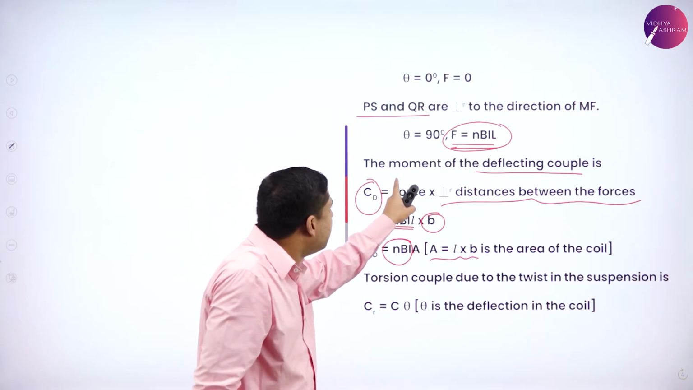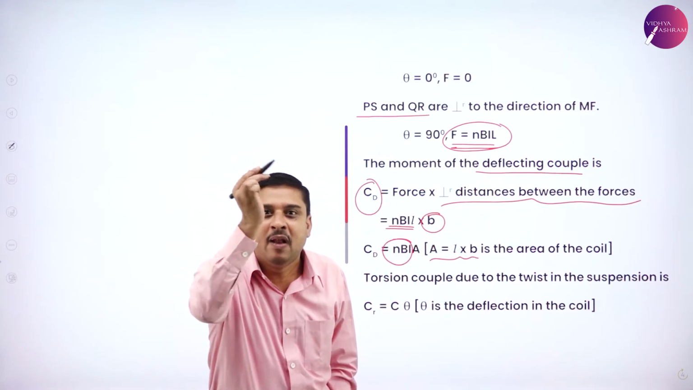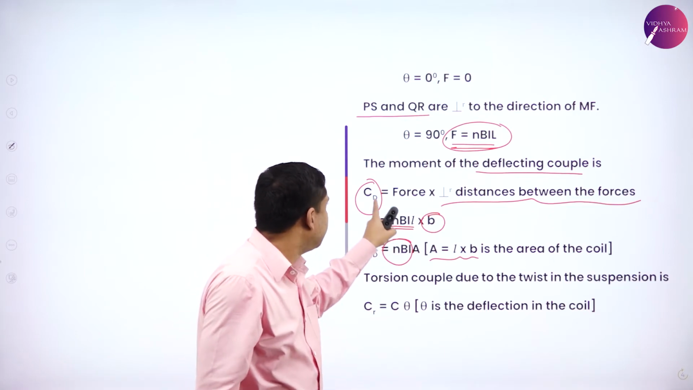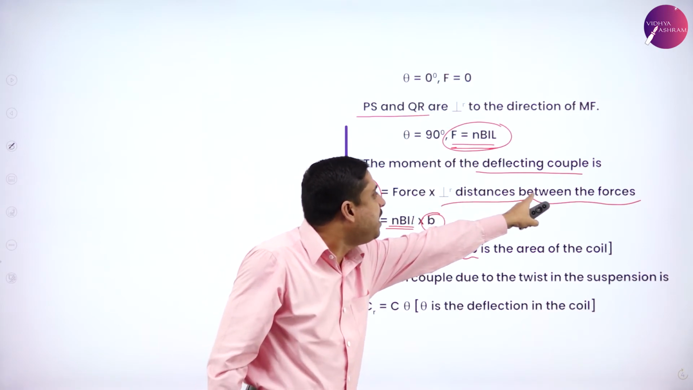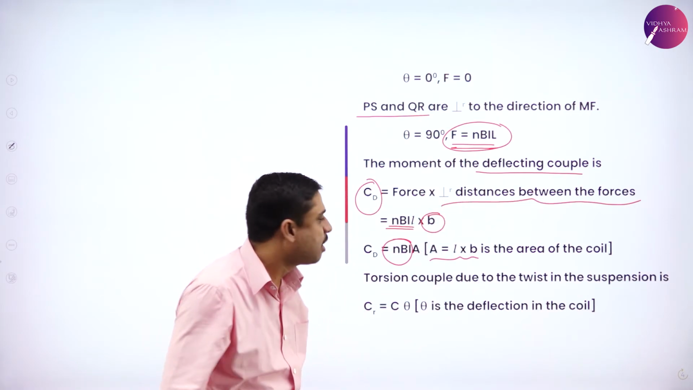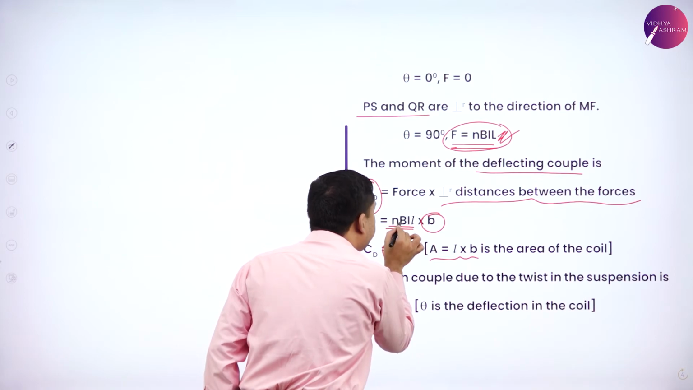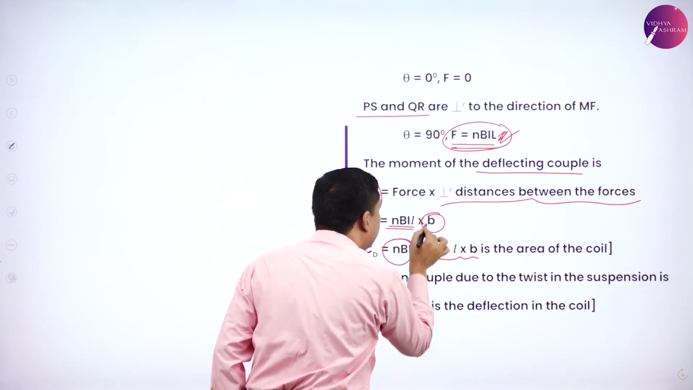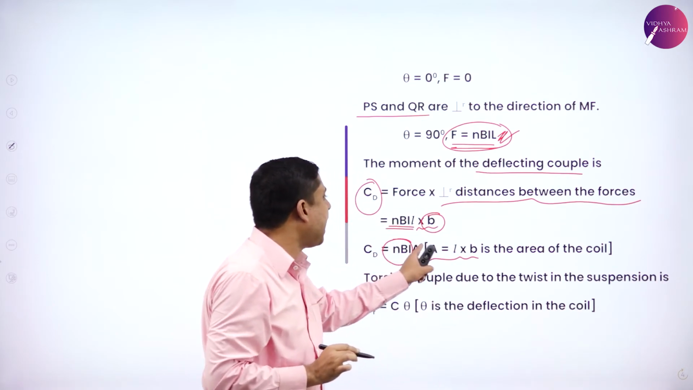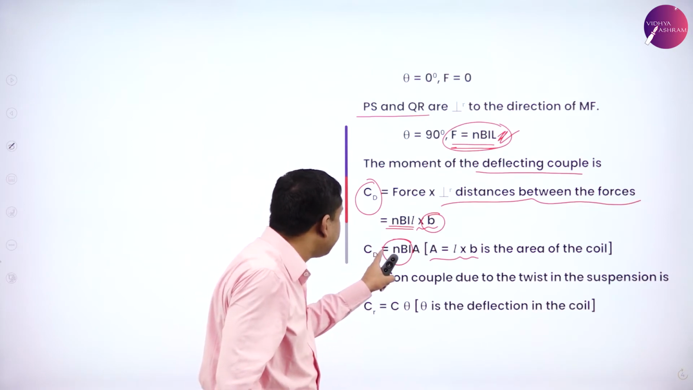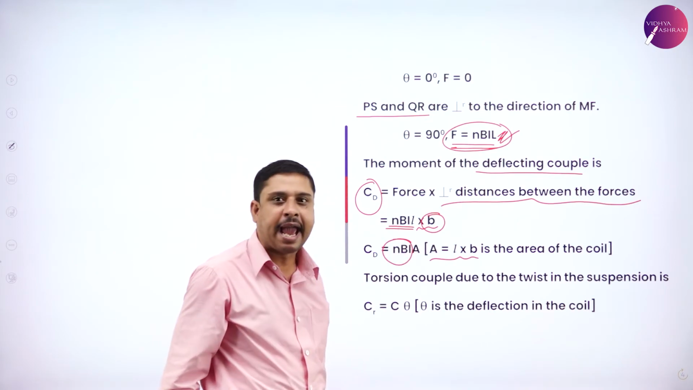So I repeat, the moment of the deflecting couple which deflects the coil, CD, is force into perpendicular distance between the forces. So force here, magnitude of force NBIL. Perpendicular distance is A. This length into breadth is area. So deflecting couple is NBIA.